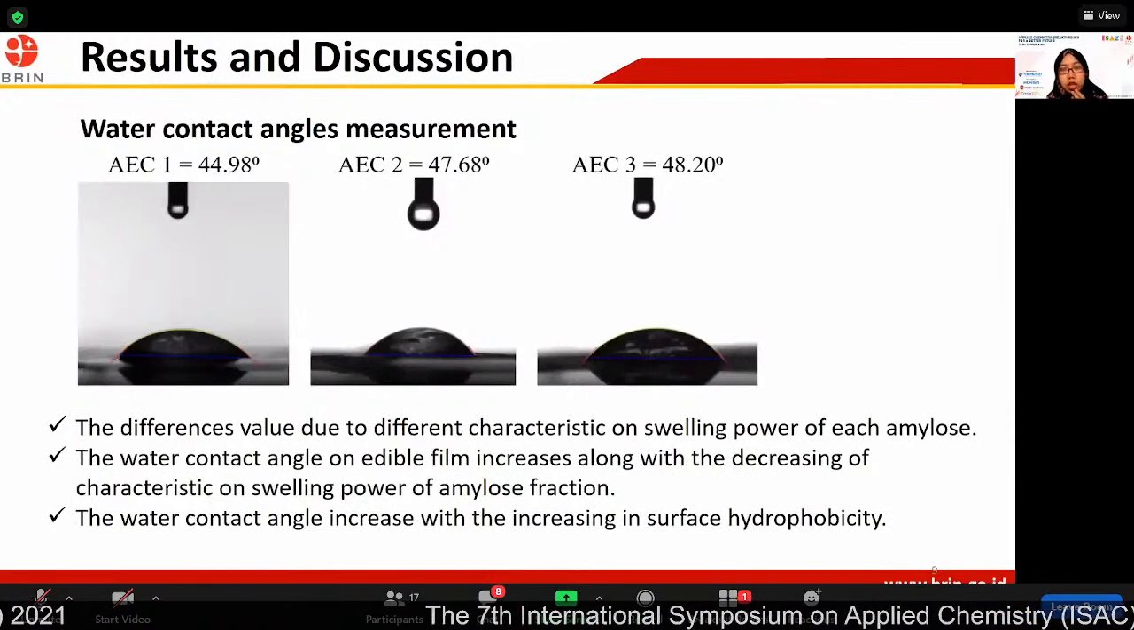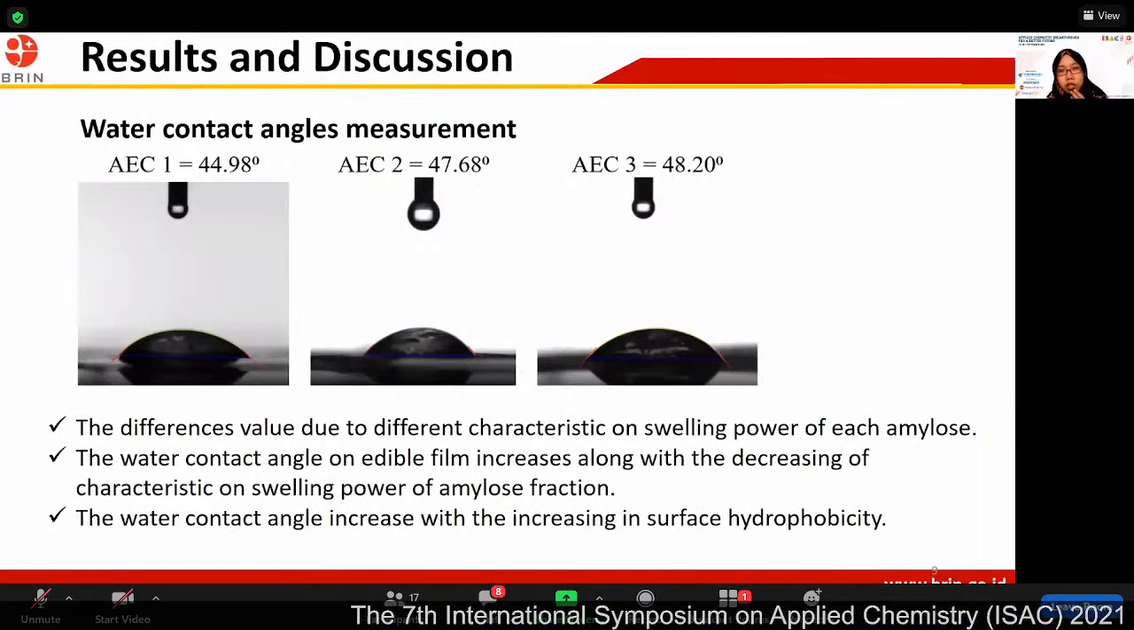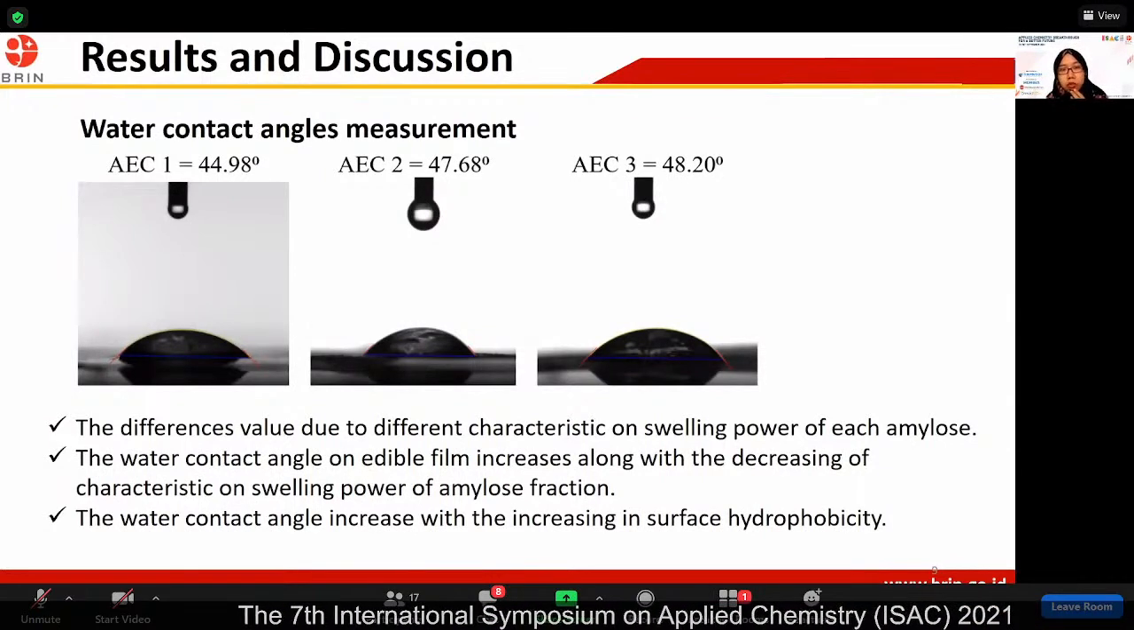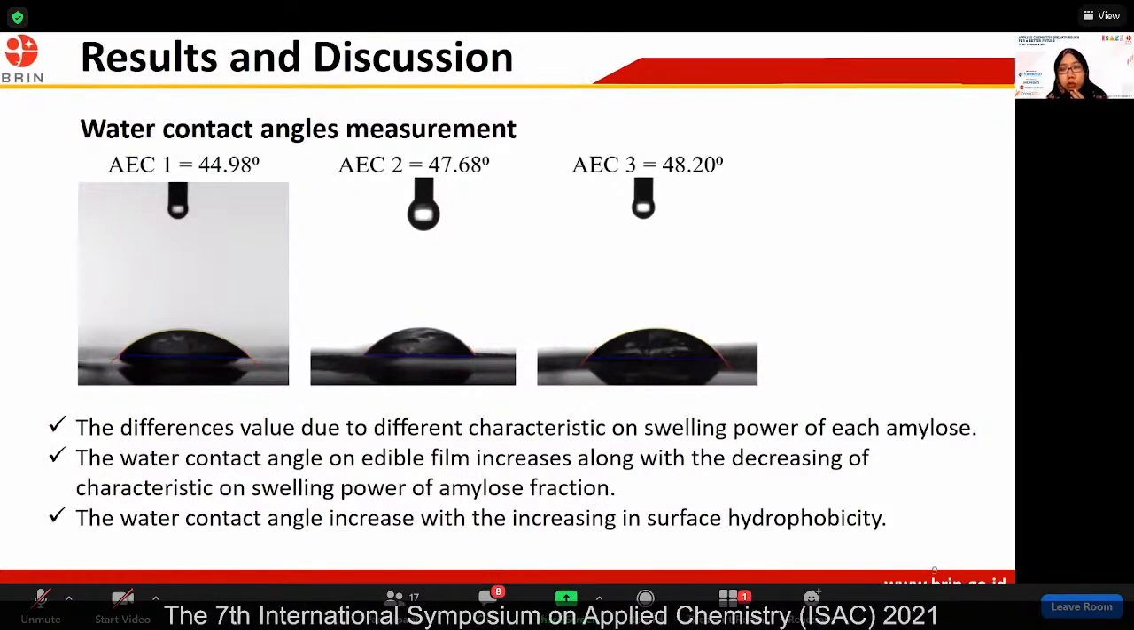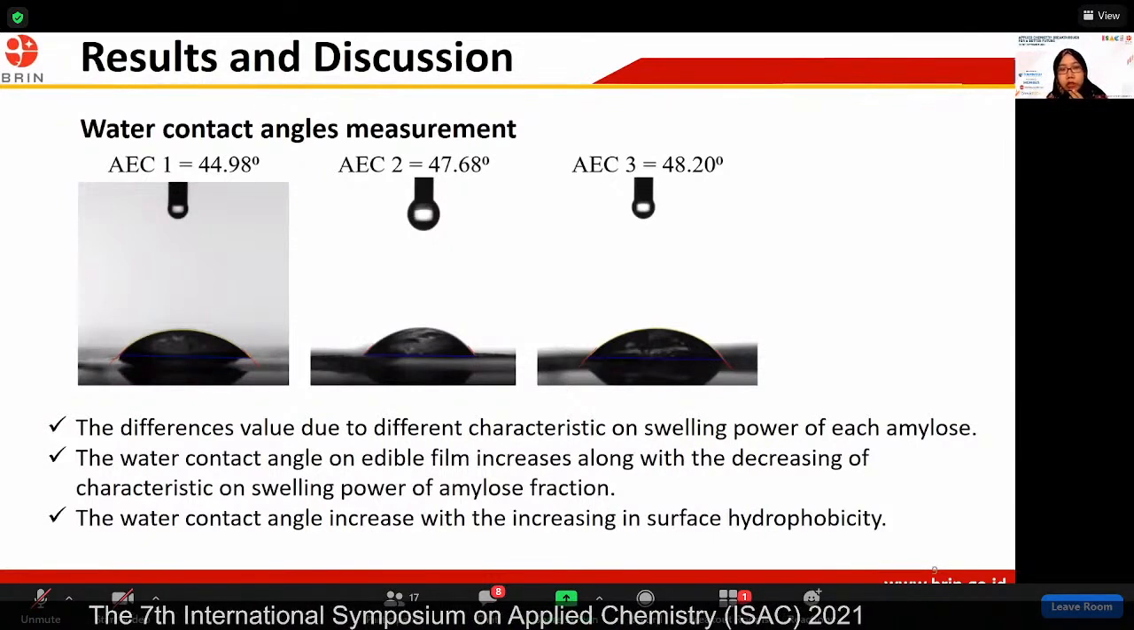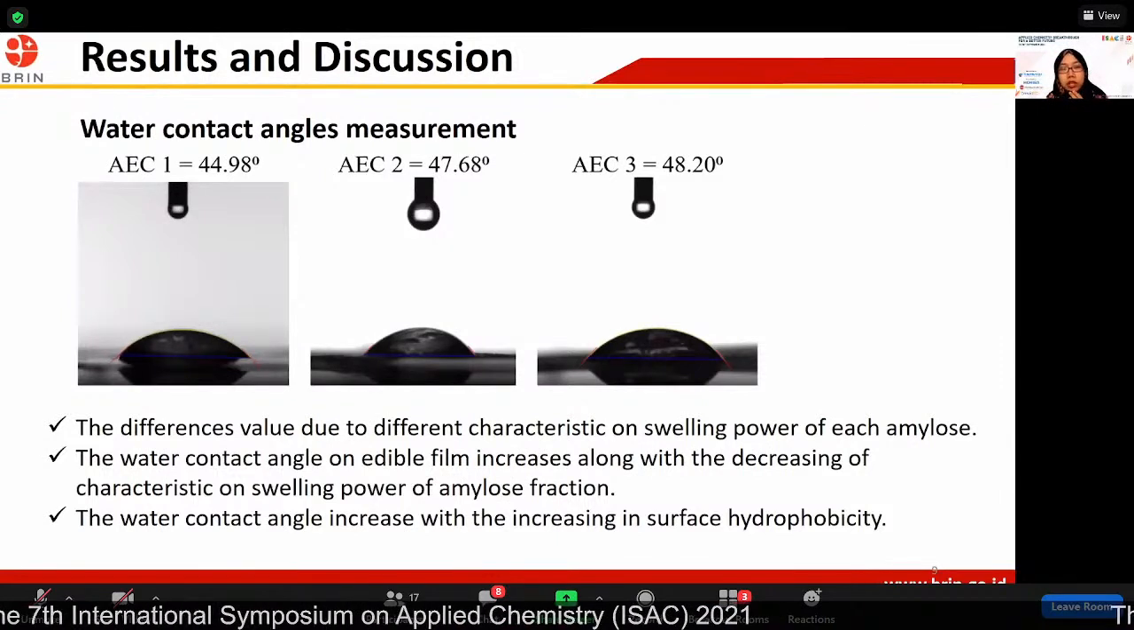And the last one is the water contact angle measurement, in which the higher the butanol concentration that we use in the amylose fraction, it resulted in a higher contact angle measurement. This might be due to the difference in swelling power, as we see on the previous tables. And then the water contact angle on edible film increases along with the decreasing of swelling power of the amylose fraction. So the water contact angle increases with increasing surface hydrophobicity.